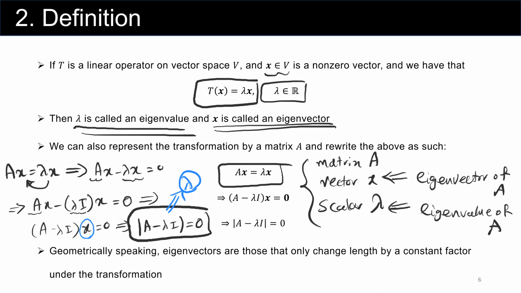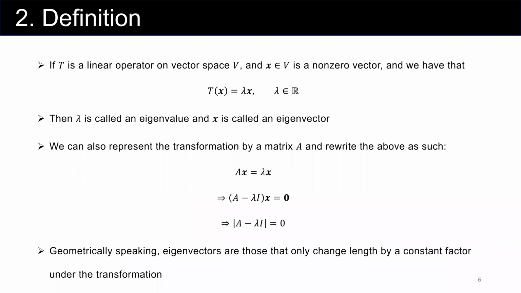So using this equation, we can find eigenvalues of matrix A. And note that these eigenvalues are not necessarily just one eigenvalue or unique. Sometimes we have multiple eigenvalues for a given matrix. Geometrically speaking, eigenvectors are those that only change length by a constant factor under the transformation. So eigenvectors are not necessarily unique, but eigenvalues, we find the exact value for them if they exist.